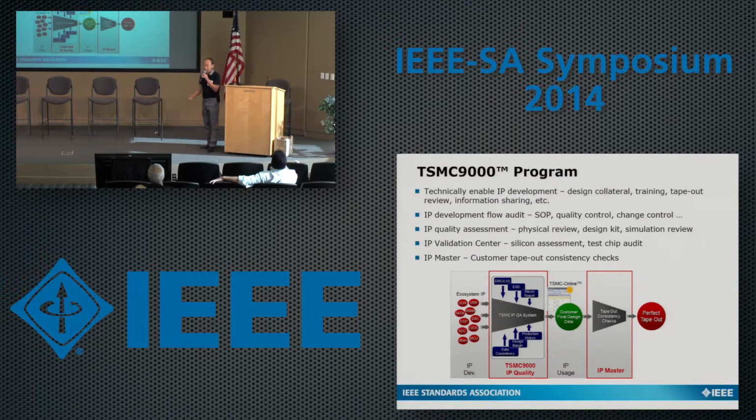You can see the diagram at the bottom there. Ecosystem IP comes in from the left, goes through this whole TSMC 9000 process, and then gets onto TSMC Online, where the customer uses it, looks at it, selects it, and eventually puts it into their design. When they do tape out, there's a system to cross-check that with the original IP that has passed all these tests. Okay.